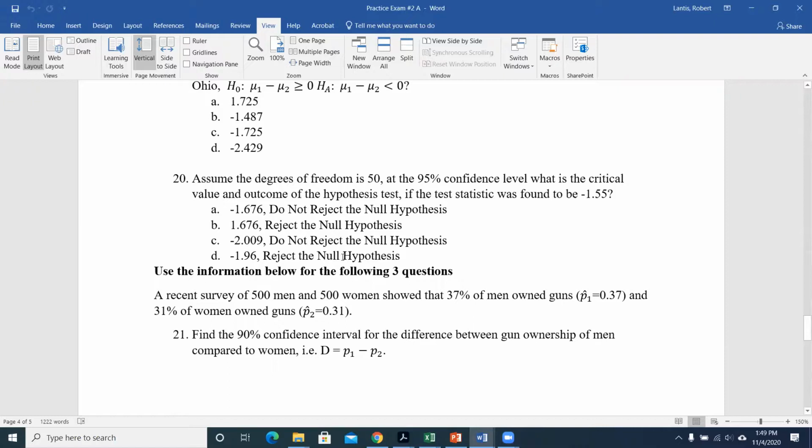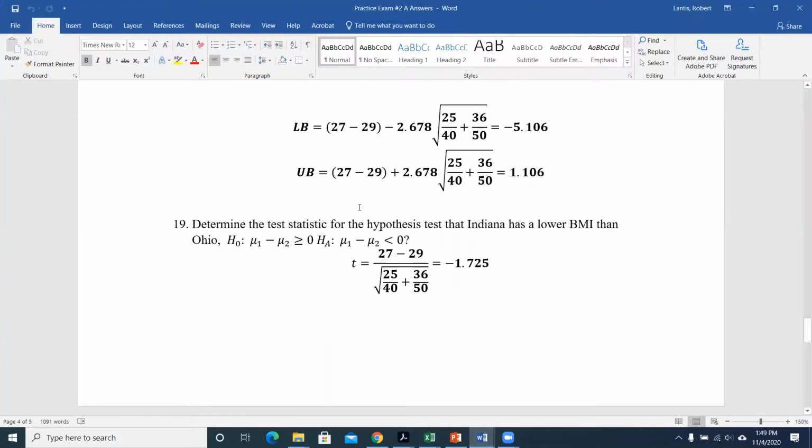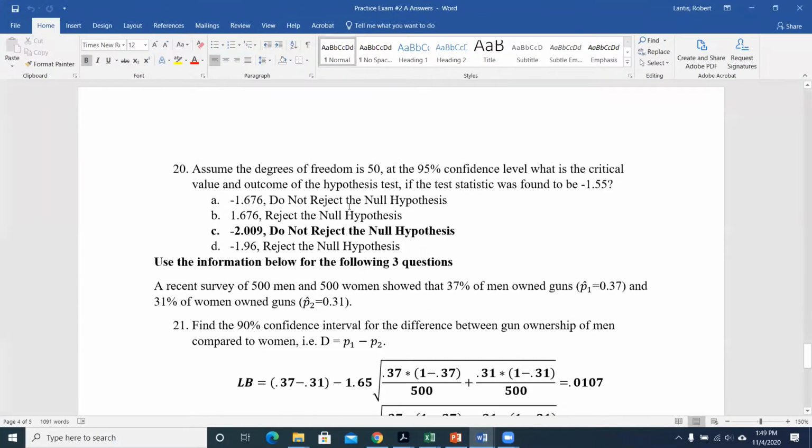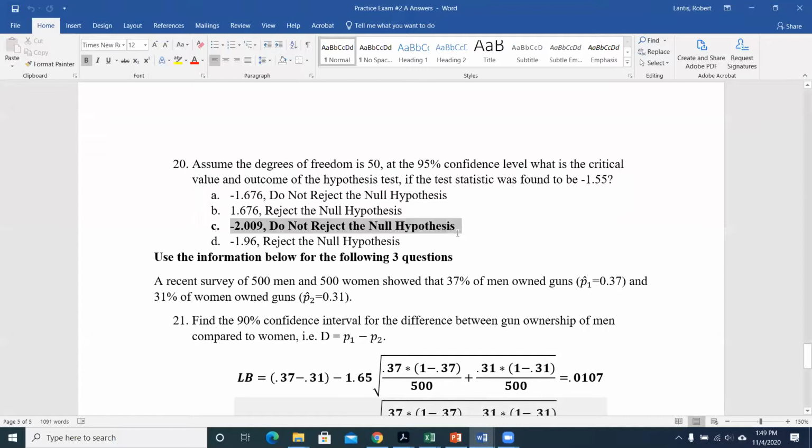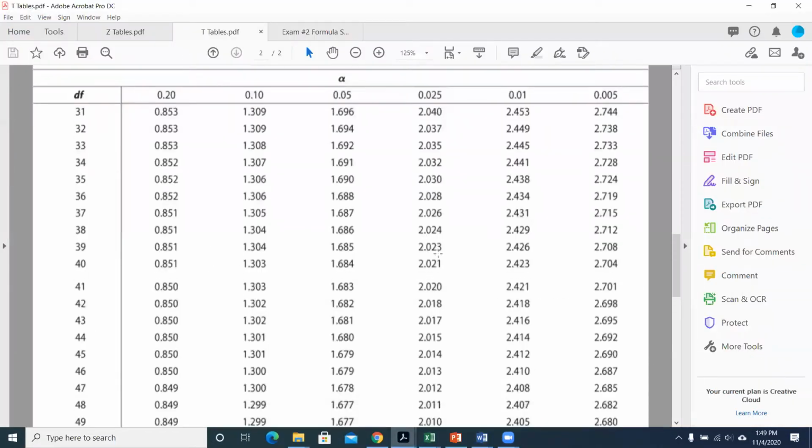Why would I have it as C? Oh, I probably put it in there as a two-tailed test, but it's not. Let me see. Yep, that is not right. I'll change that and re-upload this, right? It should be answer A here. Answer C, I'm guessing, would be if I had a two-tailed test.